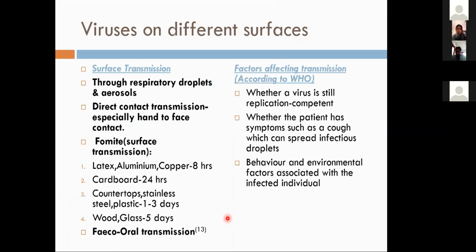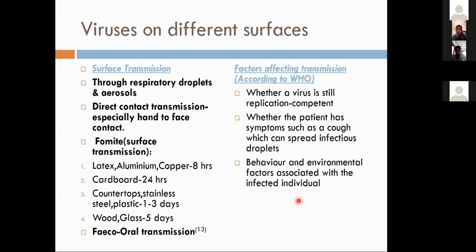Viruses on different surfaces. First, surface transmission. We have talked about how it gets transmitted through respiratory droplets and aerosols. The other modes of transmission are direct contact transmission, especially hand-to-face contact, and fomite or surface transmission, which includes surfaces like latex, aluminum, or copper, where the virus can last for 8 hours; cardboard, about 1 day; countertops, stainless steel, or plastic, about 1 to 3 days; and wood or glass, which can last 5 days. There can also be transmission via the fecal-oral mode.